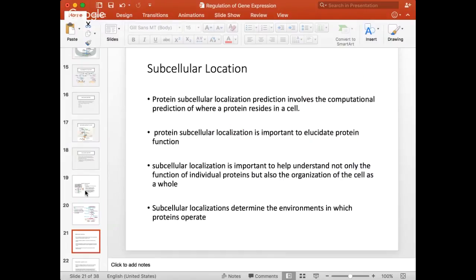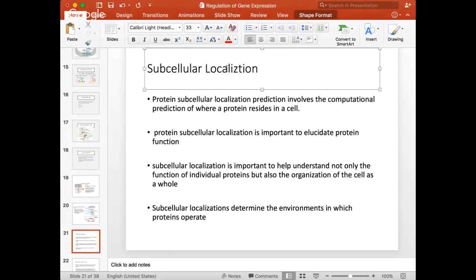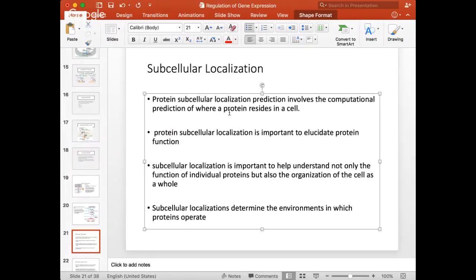Okay, subcellular location. Protein subcellular location prediction involves a computational prediction of where a protein resides in the cell. Basically, the study of protein subcellular location is important to infer protein function.